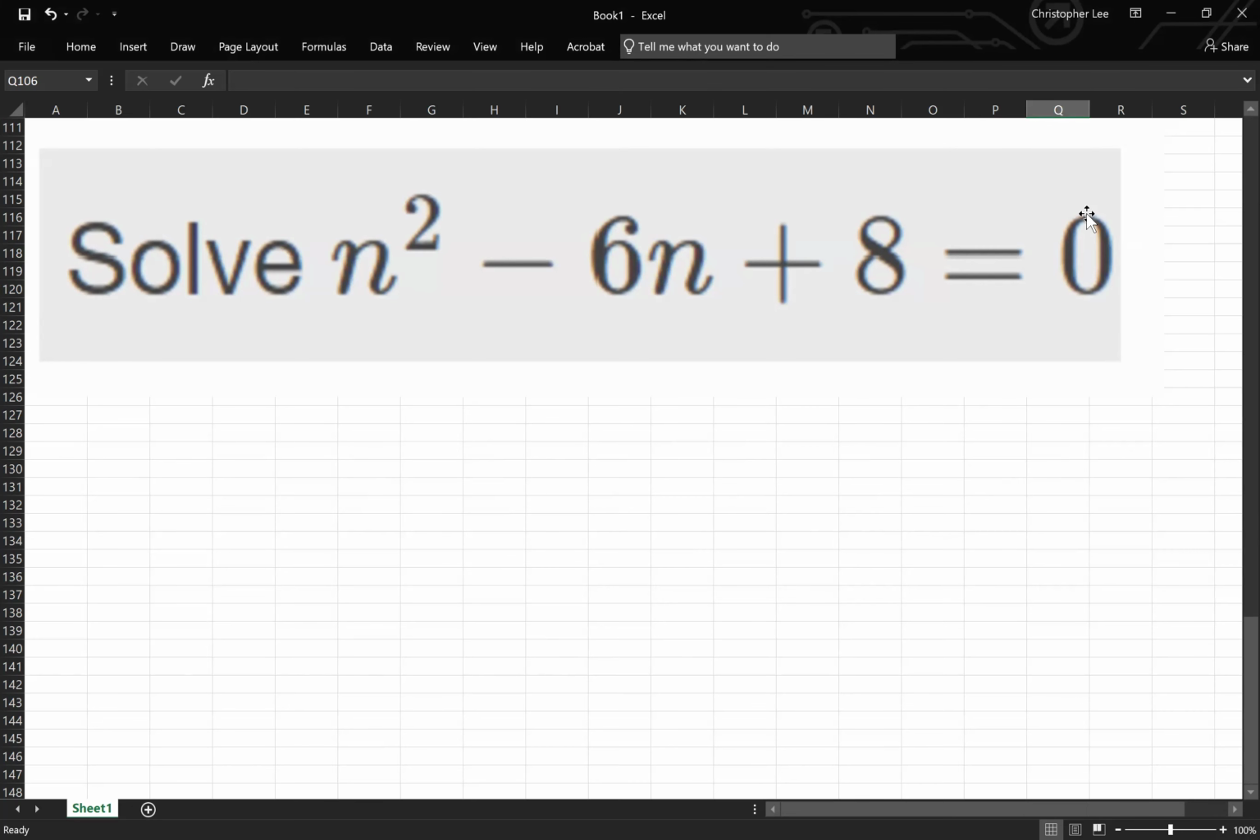So this is asking me to solve. Let me rewrite this. N squared minus 6n plus 8 is equal to 0. All right? How do I solve this? Factored? All right, let's factor it.